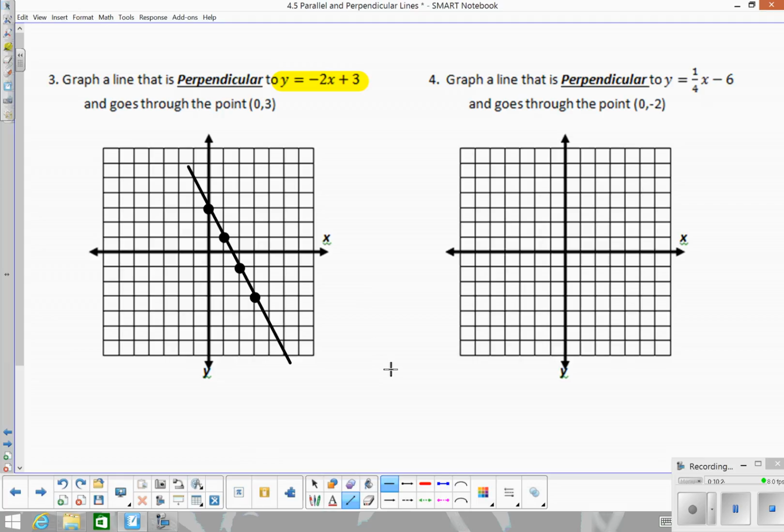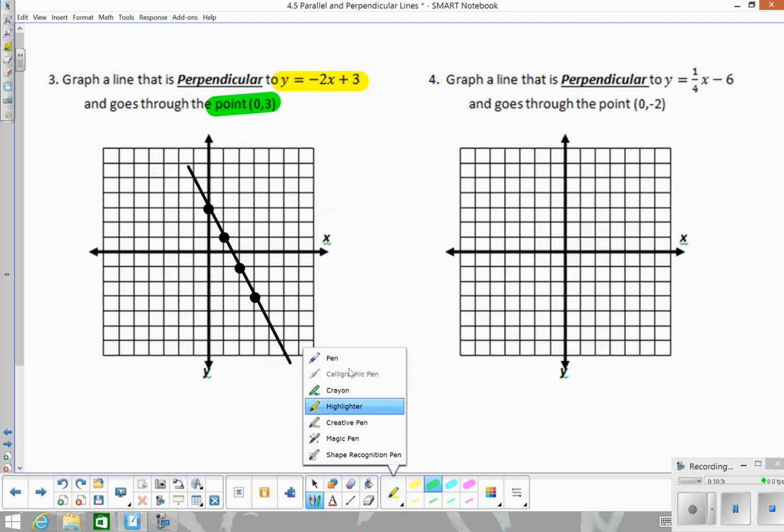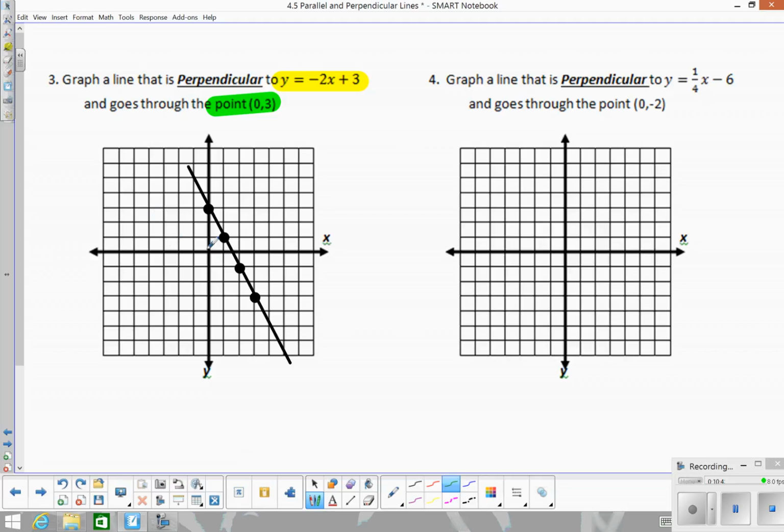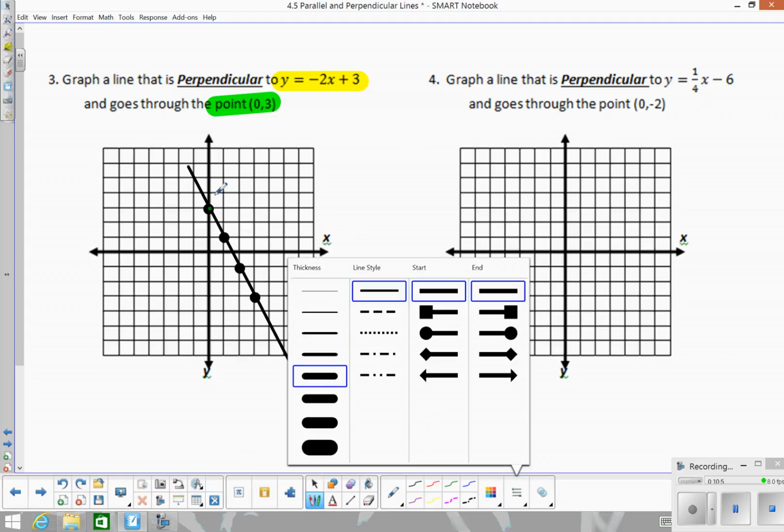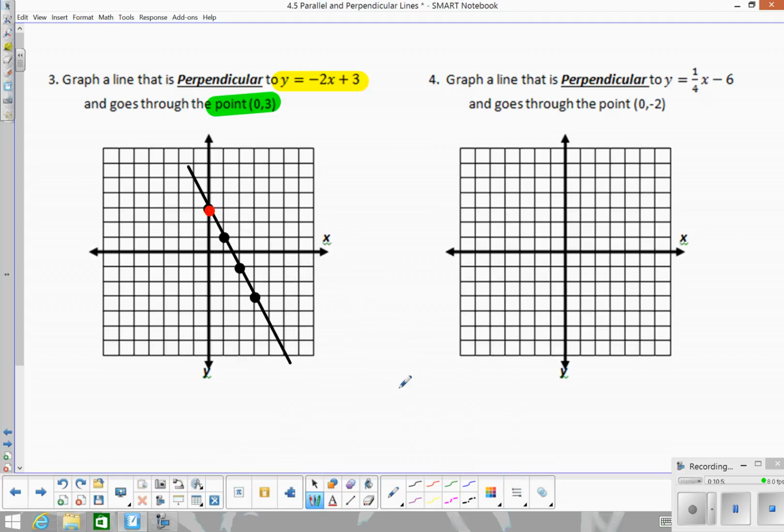Now I'm going to graph my given point. My given point in this case, let me use a different color, is 0, 3. So when I go ahead and graph that point, 0, 3 is right there. Oops, let me use different colors. My apologies. 0, 3 is right there.